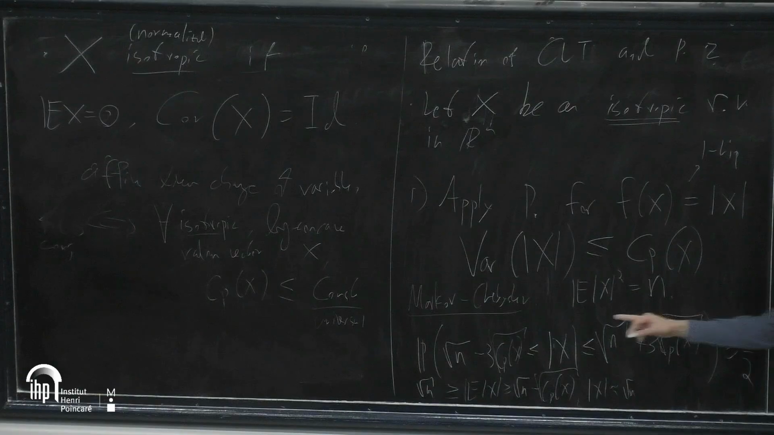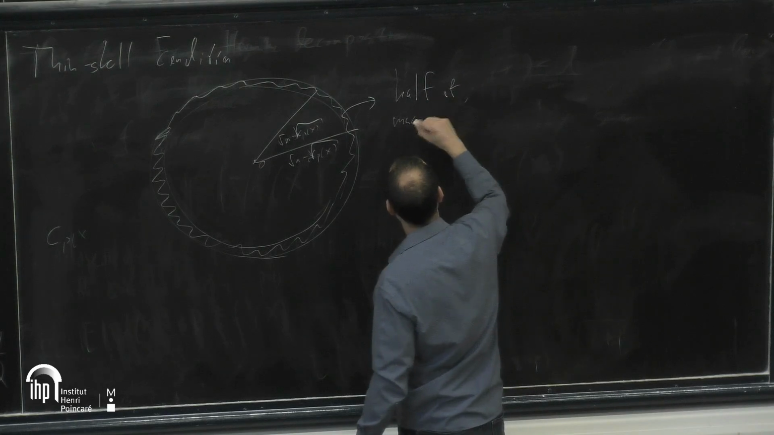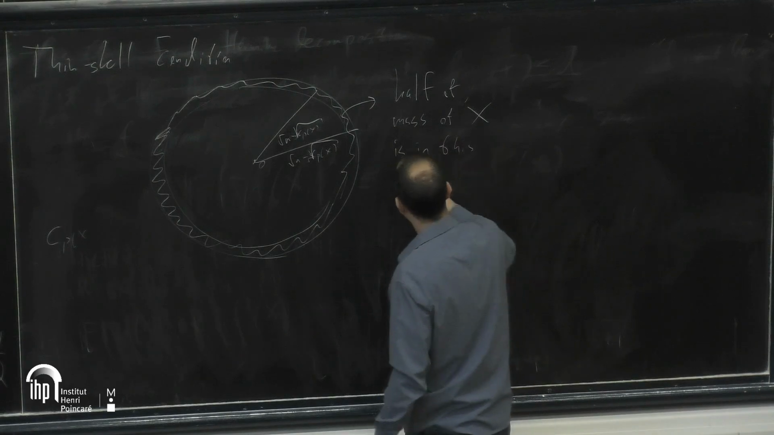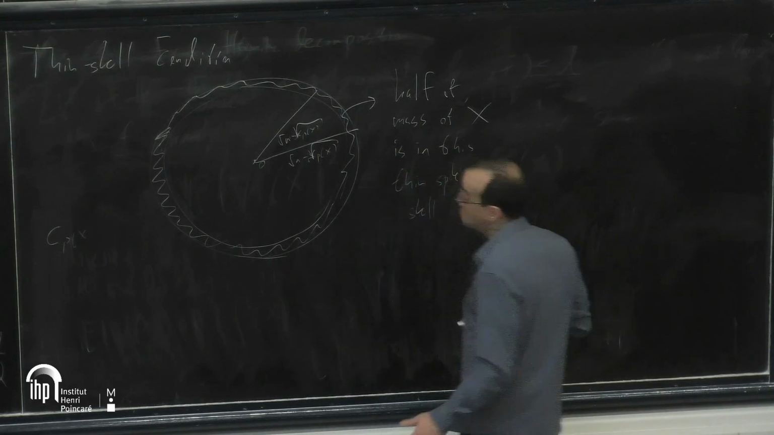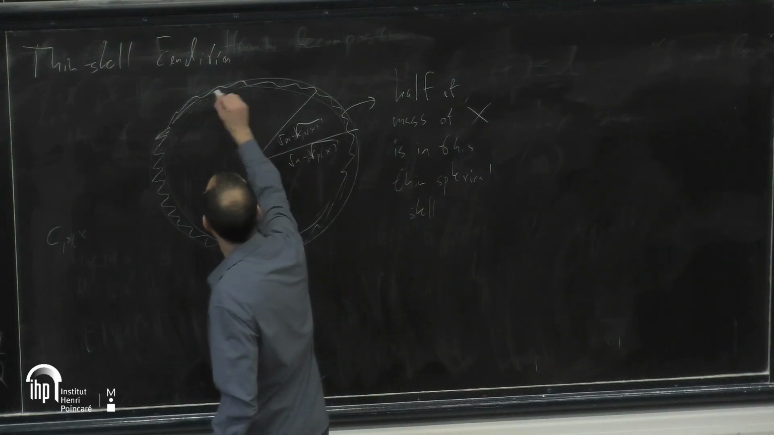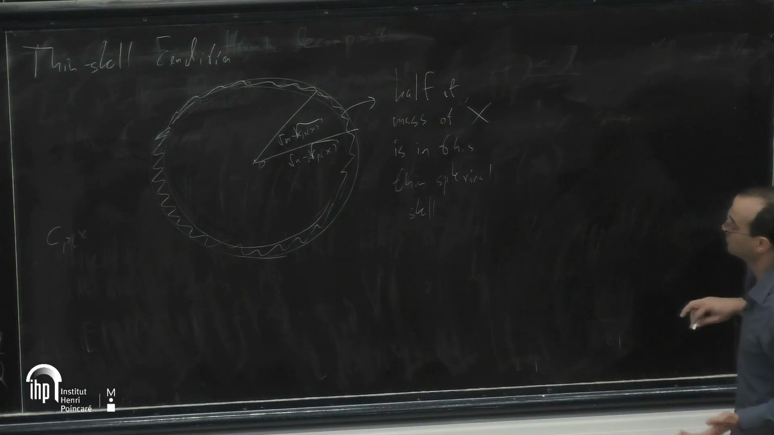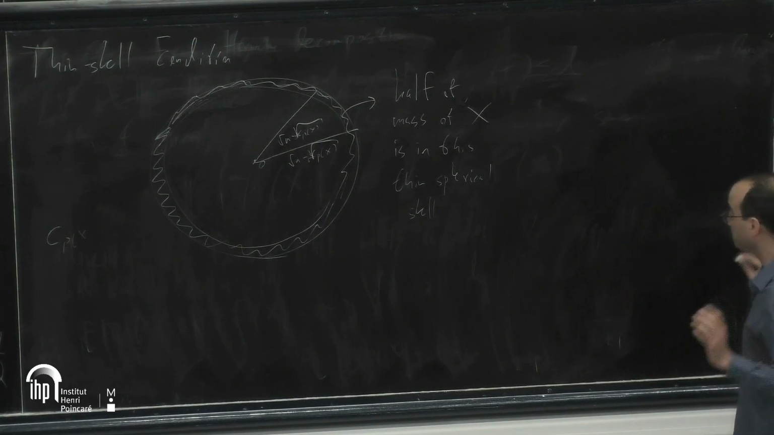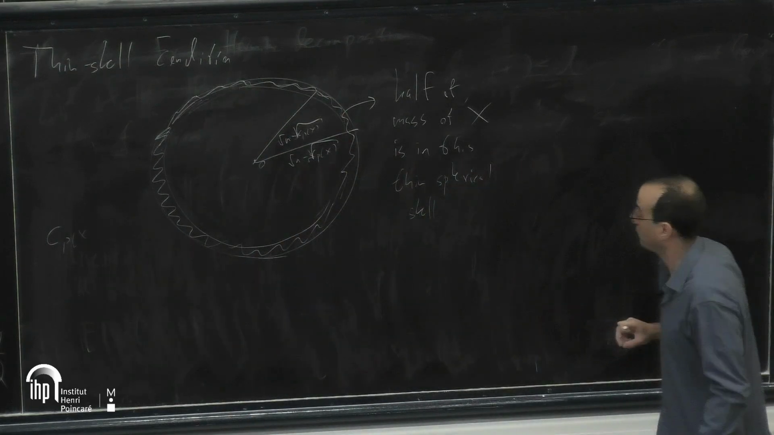And what we get from this estimate is that half of the mass of x is in this thin spherical shell. So if you have a good Poincaré inequality, in particular, we get this not completely obvious fact that there is a sphere such that near this sphere, all of the mass of the random vector is located. So this is true for the Gaussian measure. This is true for the cube. This is true in the examples that we had earlier, for the exponential measure. So there is a thin spherical shell that captures most of the mass. Okay, this is a peculiar fact.